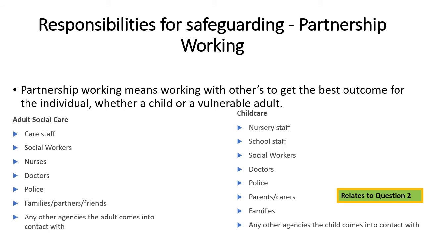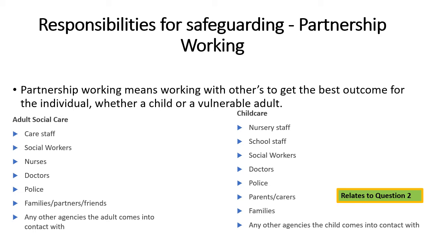You'll see on this slide that partnership means working with others to get the best outcome for the individual, whether it be a child or a vulnerable adult. You'll also see we've got adult social care and childcare. Within adult social care, the people that would work in partnership are care staff, social workers, nurses, doctors, police, families, partners, friends, and any other agencies the adult comes into contact with.